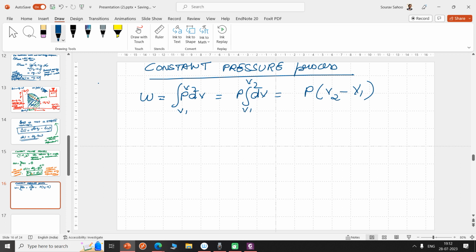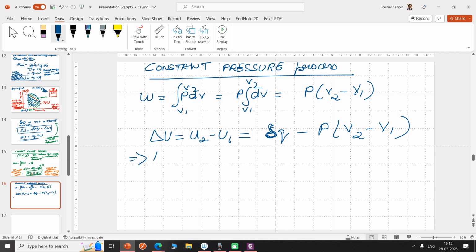So from the first law of thermodynamics, I know my delta U is equal to U2 minus U1, considering U2 as the final state of the system and U1 as the initial state of the system, is equal to delta Q, that is the amount of heat that has been exchanged during this whole transaction, minus delta W, and this delta W in this case was P(V2 minus V1), right?